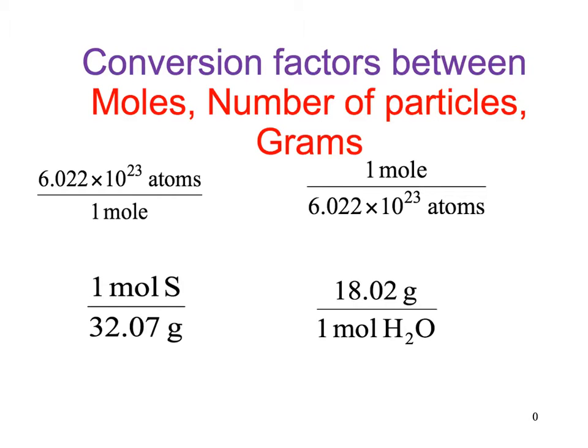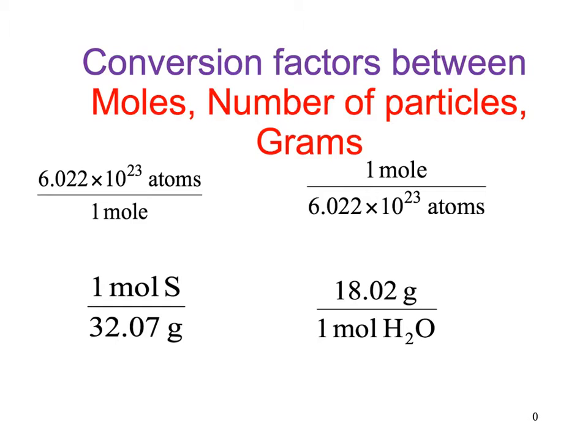One of the skills that one must master in order to be successful in chemistry is dimensional analysis, or in English, canceling out units. To do so, we need conversion factors. So the conversion factors we will look at today will be converting between moles and atoms, and moles and grams.